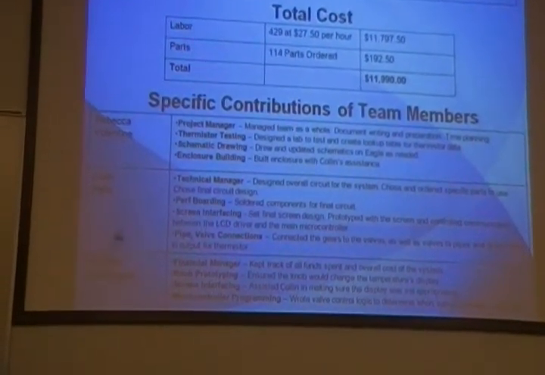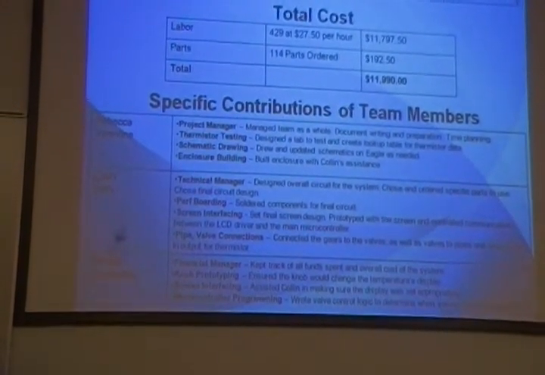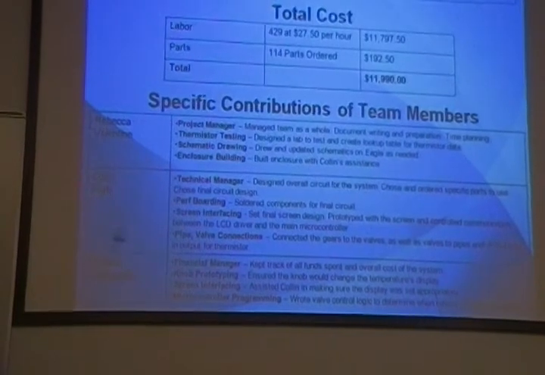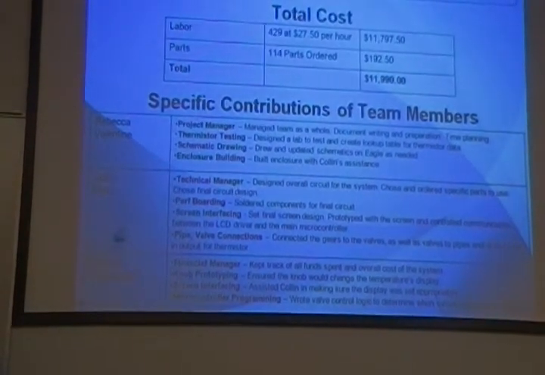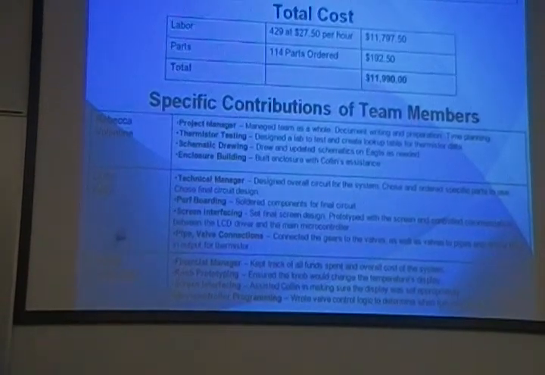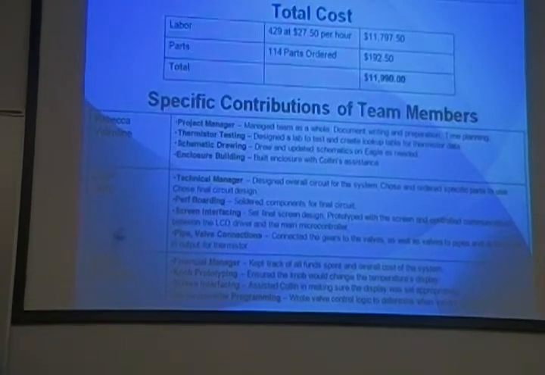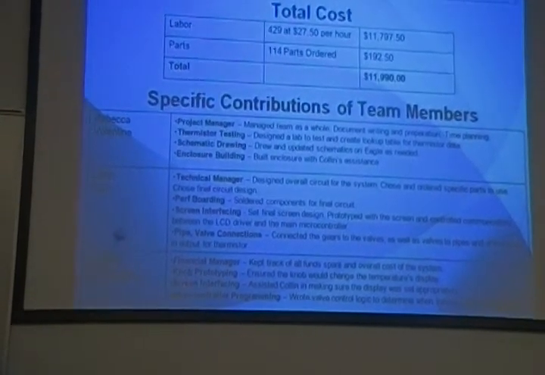So over here we have man hours worked. Over the 2 semesters, we worked about 429 hours, and we spent $192.50 on parts. Some of the parts we did get for free, such as the stepper motors, which we estimate were probably about $15 a piece. And then Rebecca was our project manager, I was the technical manager, and Mike was our financial manager.